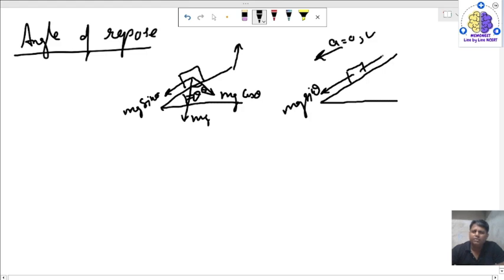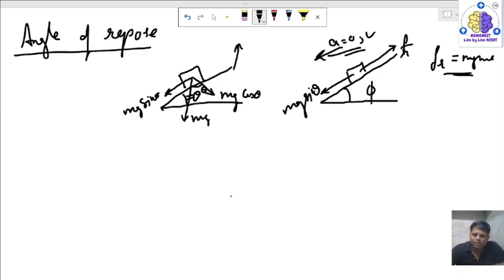And some frictional force in this direction. So since acceleration is 0, the frictional force will be equal to mg sin theta, right? The angle for which it starts moving is known as the angle of repose. Now let's again draw the same diagram and try to find the value of the angle of repose.